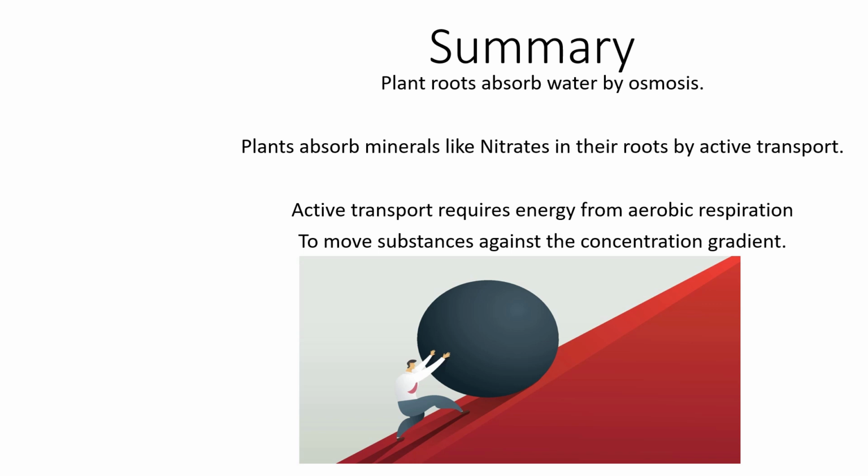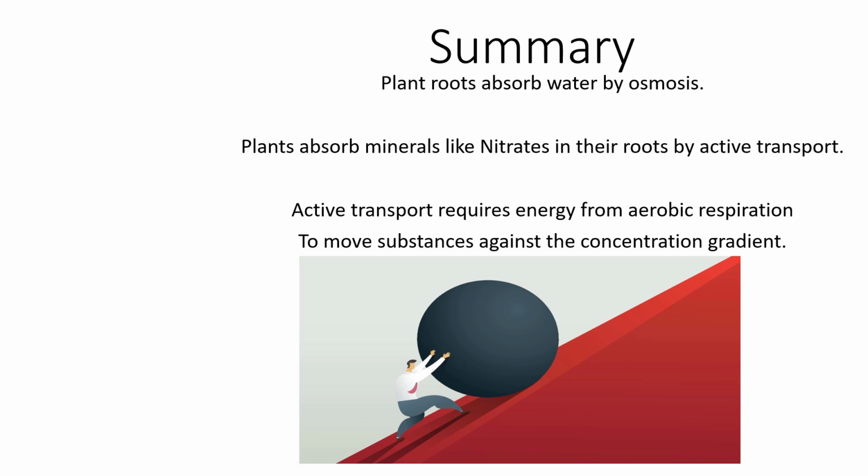So in summary, plants' roots absorb water by osmosis, but plants absorb minerals like nitrates into their roots by active transport. Active transport requires energy from aerobic respiration. That means it uses oxygen to move substances against the concentration gradient.